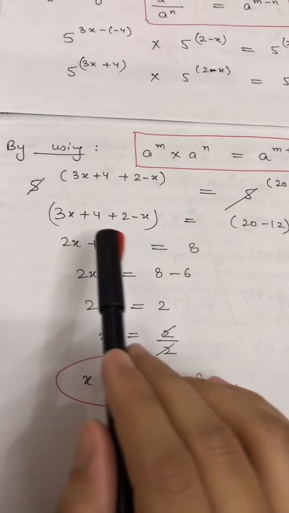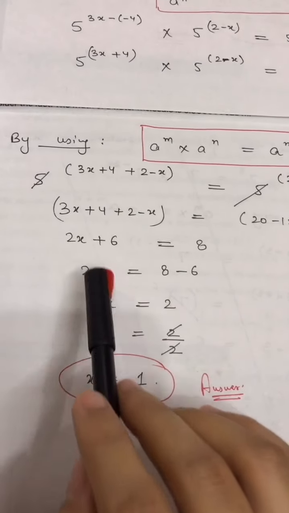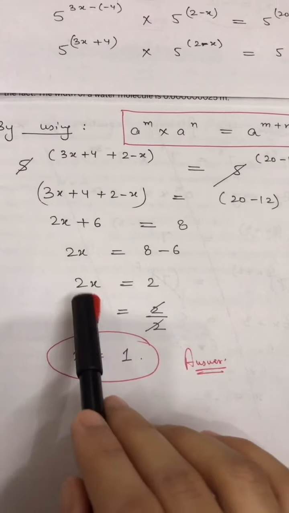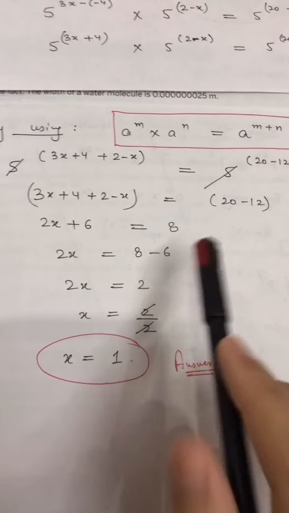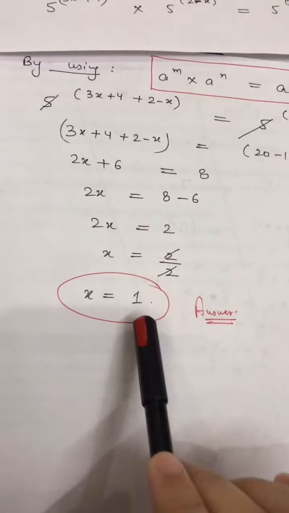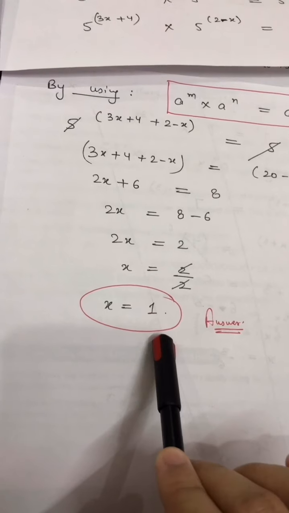Okay, so after computing the left hand side, you will get 2x plus 6. Okay, 2x will be here, you can take 6 this side. So here 2x is equal to 2. Okay, after the subtraction, the answer will be x is equal to 2 by 2, that is equal to 1. So the answer of the D part is x is equal to 1.